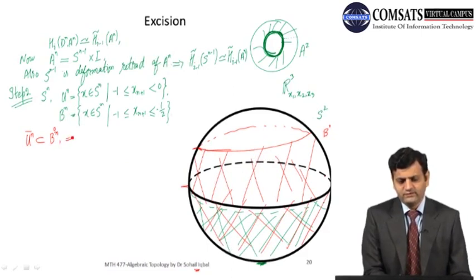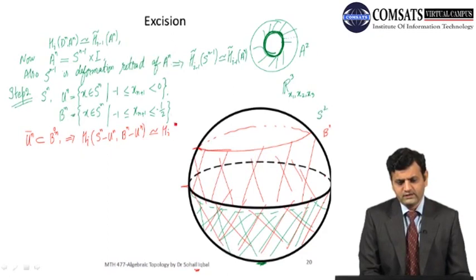So by Excision 1 we can say that we can excise this set Un, and we have Hi(Sn minus Un, Bn minus Un). So after excising this Un from Sn and Bn, we have that this must be isomorphic to Hi(Sn, Bn).